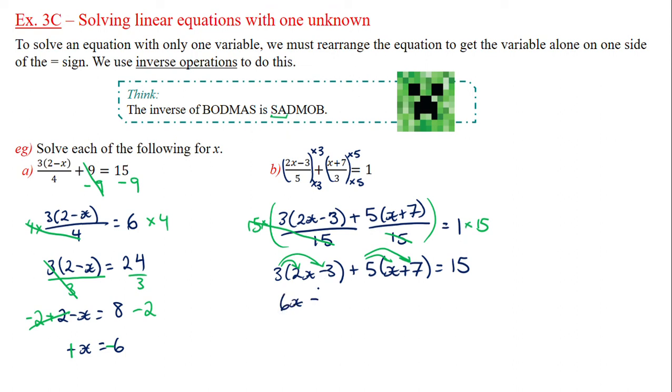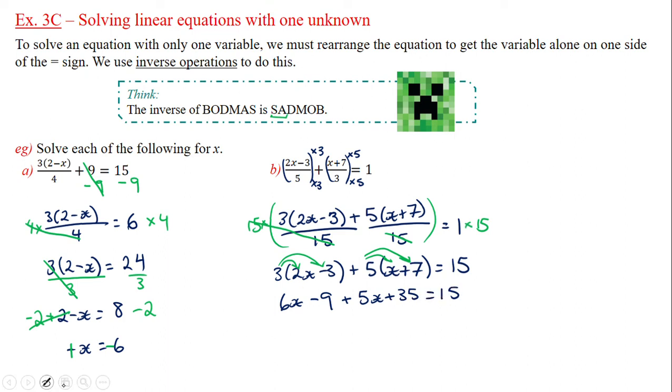minus 3 times 3 is 9x. Oh, sorry, just 9. Don't write 9x. Plus, because now we're in the middle, 5 times x is 5x. And 5 times 7, both are positive, we get 35. And that equals 15.